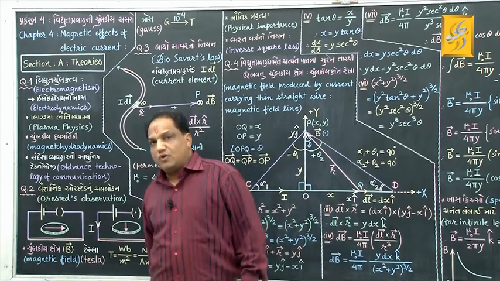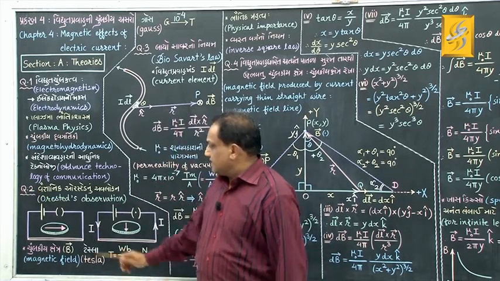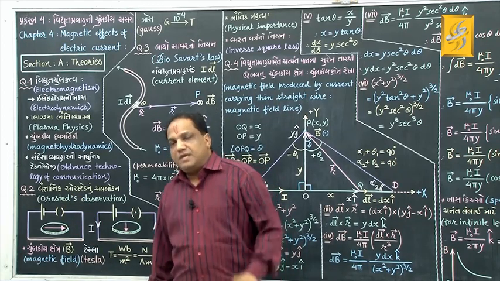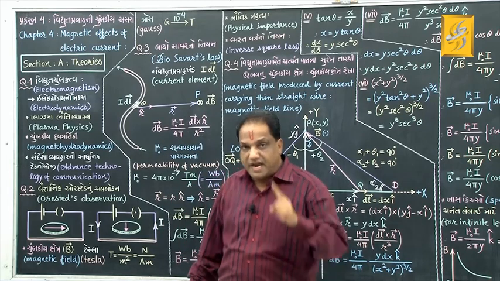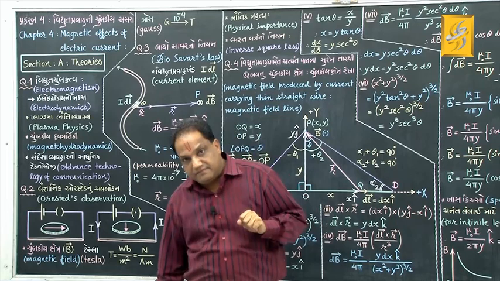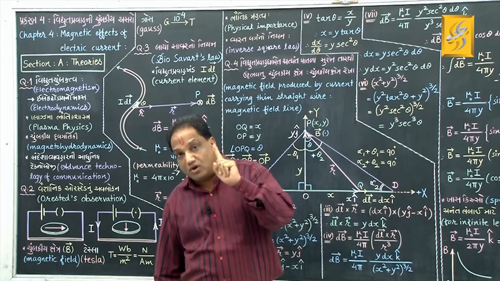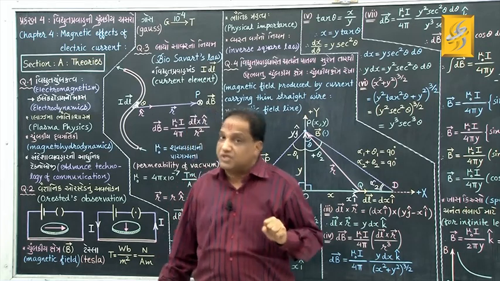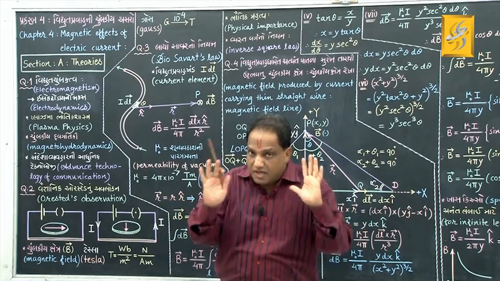Now we go for question number 2. It is about Mr. Oersted's observation. There was a science teacher at one of the schools in Denmark in the year 1819. That fellow was Mr. Oersted, and he made a very useful practical observation. What is that observation? I am showing you.